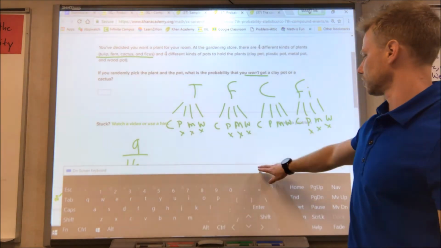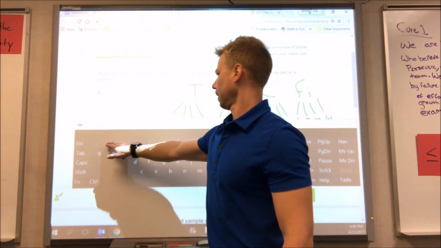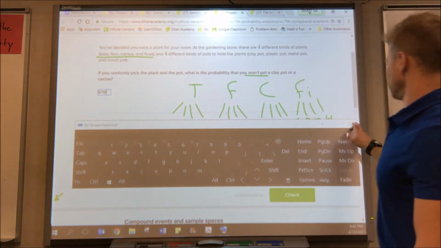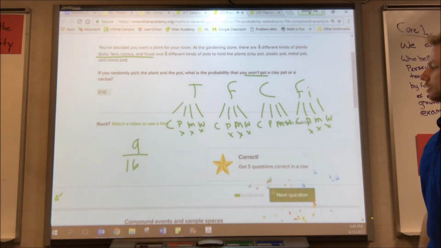We could change that to a decimal, or change it to a percent, or just leave it as a fraction. I'll just leave it as a fraction. Good.